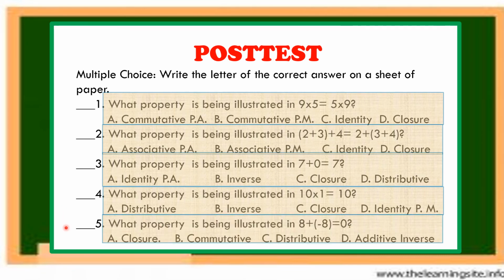Number 5. What property is being illustrated in 8 plus negative 8 equals 0? Letter A, closure. Letter B, commutative. Letter C, distributive. Letter D, additive inverse property.